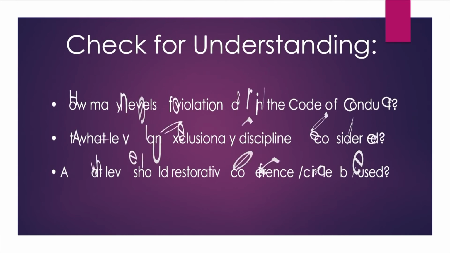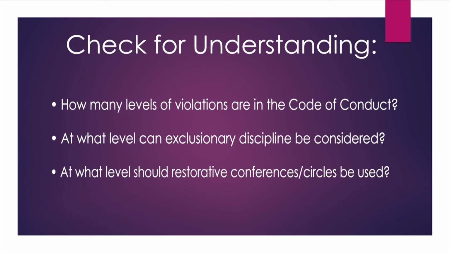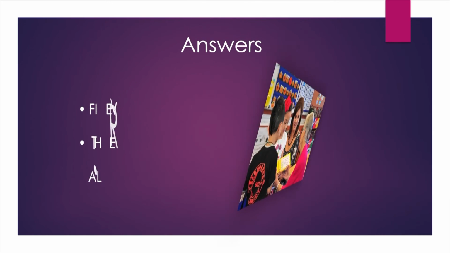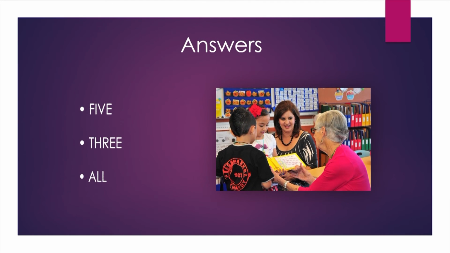Let's check for a better understanding. How many action levels are in the code? At what level can exclusionary discipline be considered? At what level violation should restorative conferences or circles be used? There are 5 action levels in the code. Exclusionary consequences may be considered at level 3. All violations should have a restorative response.